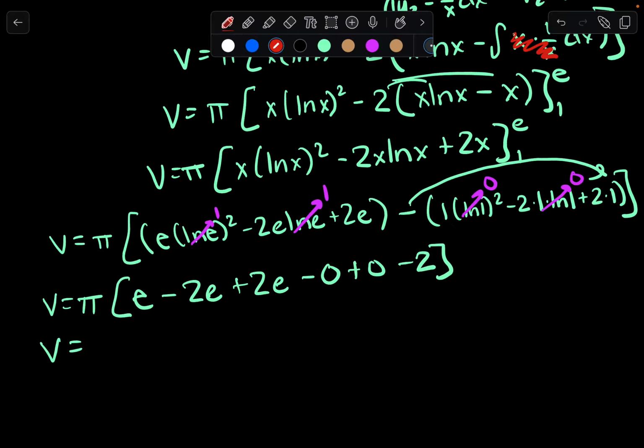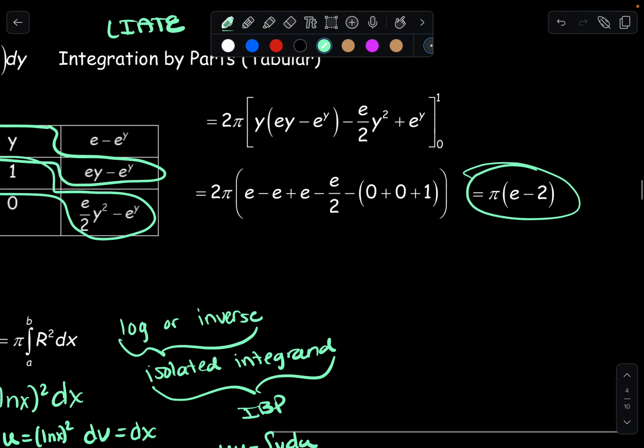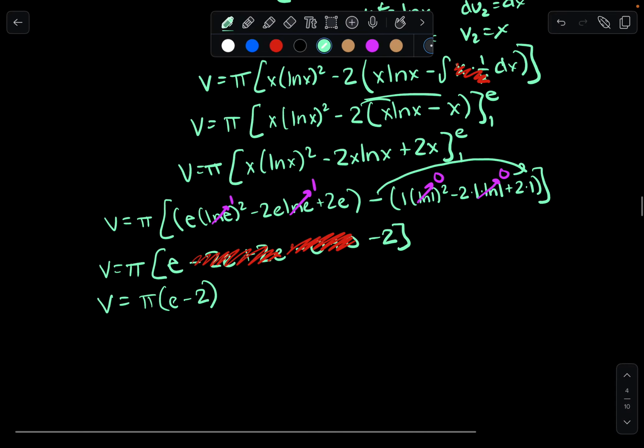All right, so the minus 2e and the positive 2e cancel out. We don't need to worry about the zeros. So we have pi times e minus 2, which I think was what we got with the shell method. Yes, with the shell method. Okay.